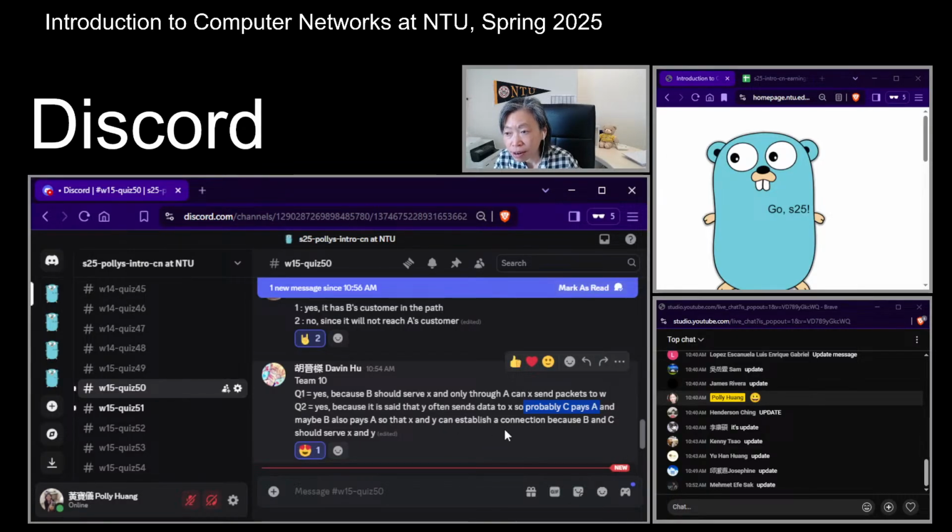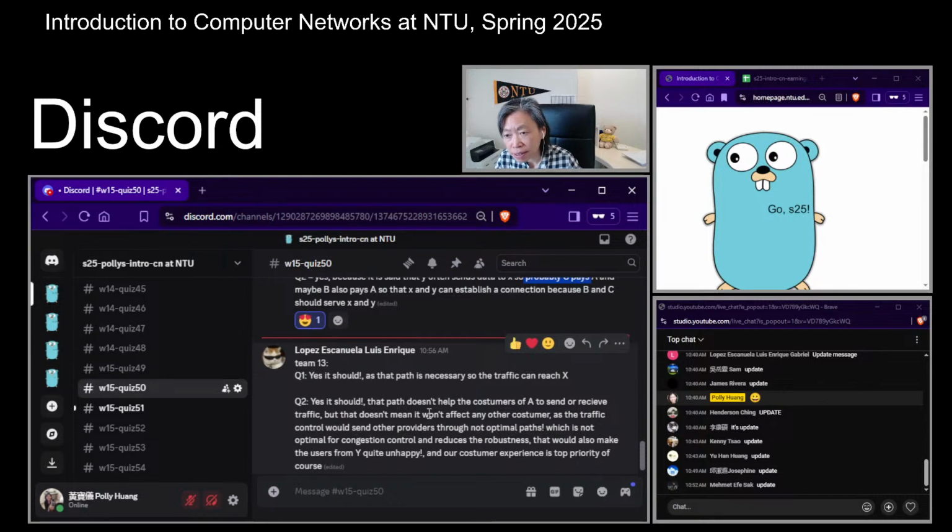So Team 10 here stands out in a way that Team 10 is thinking that maybe C pays A. And I was thinking maybe A not forwarding ABX to C as a way to force B to negotiate with A, or B to pay A.